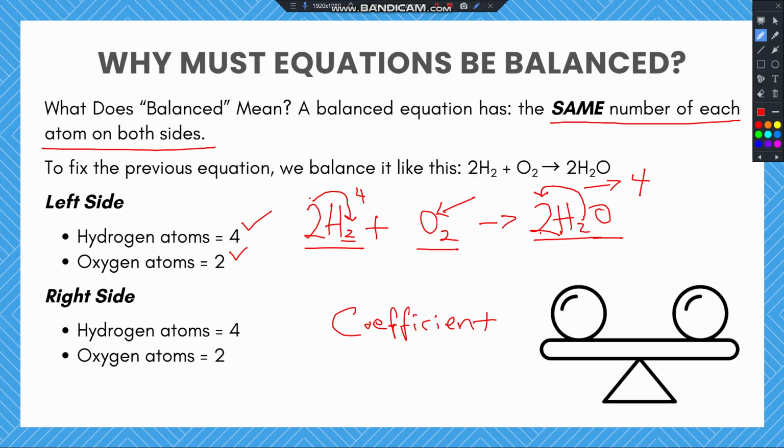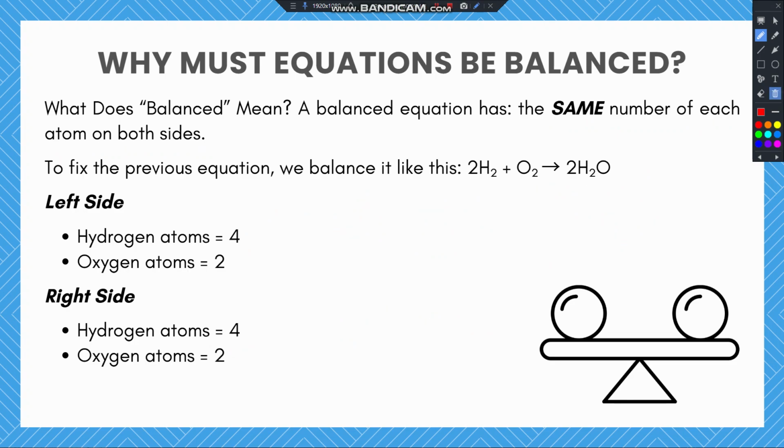And then this coefficient affects everything after it. We have 2 atoms of oxygen. So you can see at this point that this equation is balanced.